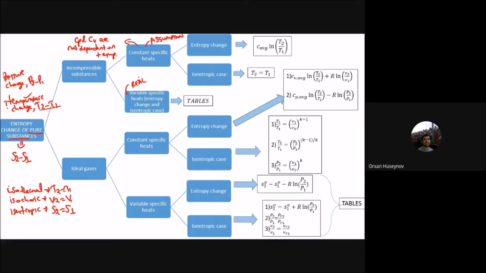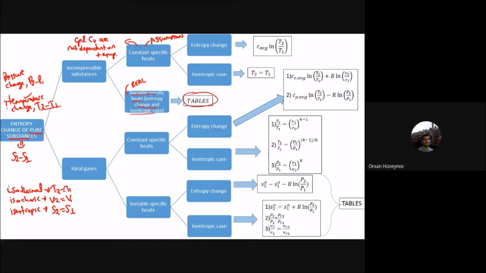If you are using the real one, which is the variable specific heat, you need to look at the tables. If you remember the tables at the end of the book, there is also a column where the entropy of the pure substances is included. Now I will show you one example here. Let me share that screen for you.